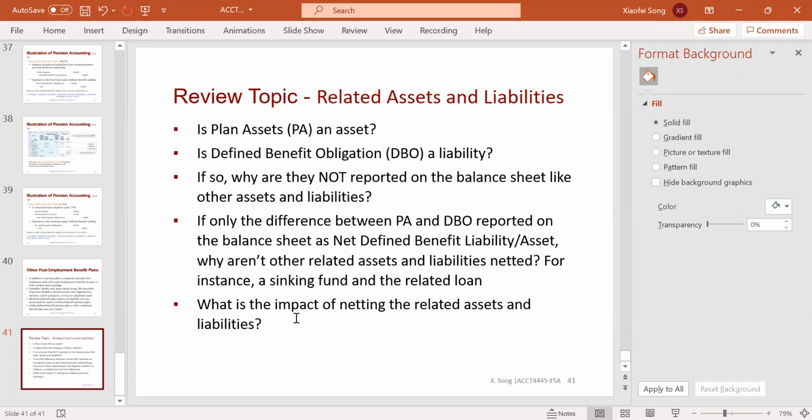Why does it matter, you ask? Think about the ratios. If you only have the net liability, your leverage will be less than if you have the total liability on one side and total assets on the other. So it does matter. Some analysts, before they analyze the company, would put the plan assets and the defined benefit obligation on the balance sheet to replace that net amount.